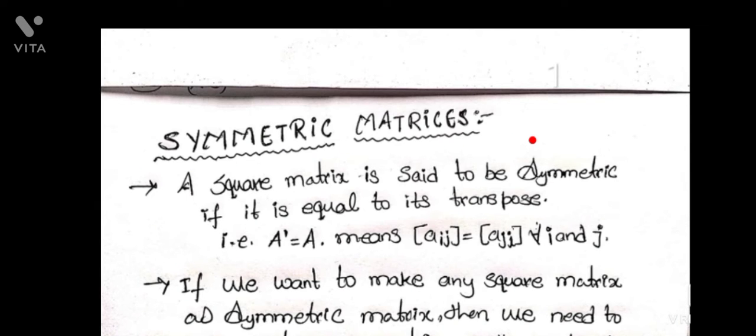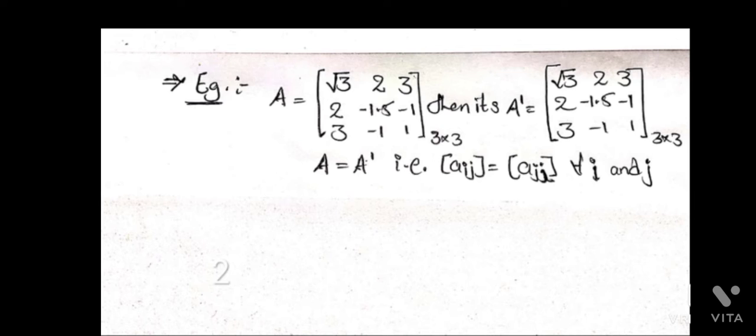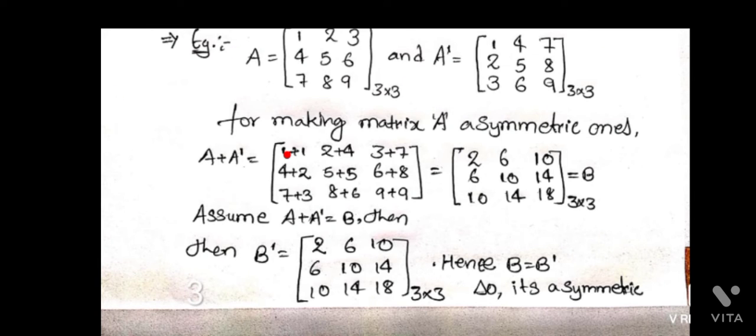Next in line, if we want to make any square matrix symmetric, there is also one choice, and we need to follow these steps accordingly. It is just an example. We can follow the steps for any square matrix to make that matrix a symmetric matrix. Starting with the first thing, we have here a square matrix of order 3 by 3, with 1 2 3 4 5 6 7 8 9 as its elements. And here we have A dash, that is the transpose of this matrix: 1 4 7 2 5 8 3 6 9.